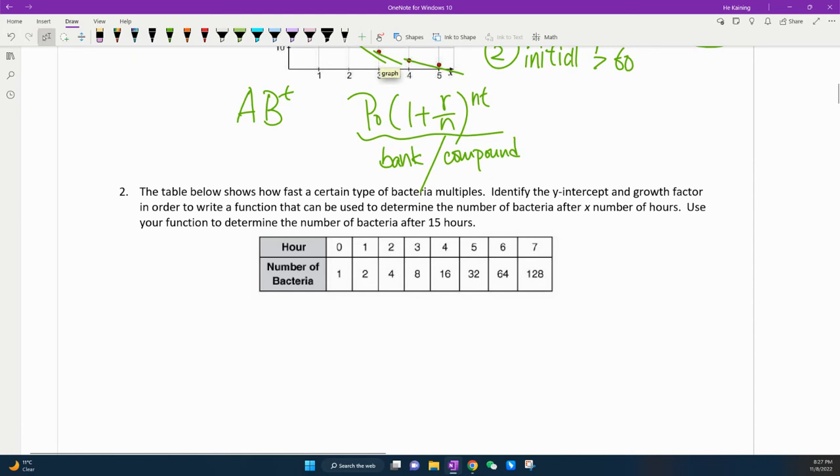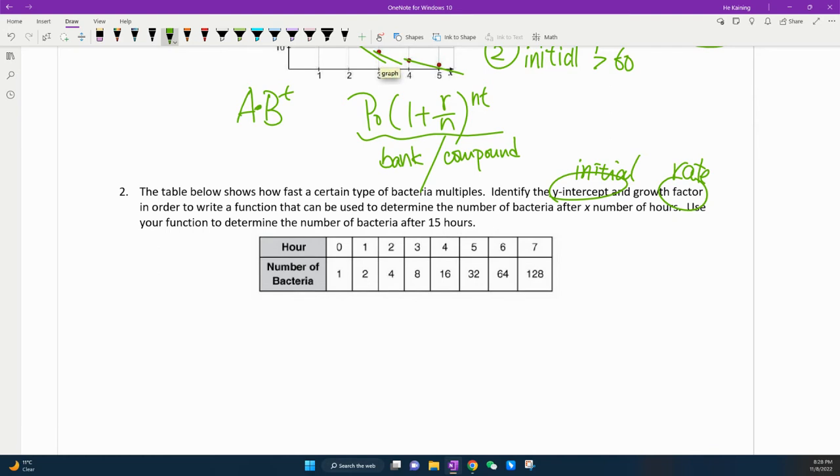Now in here, we have a table that shows how fast a certain type of bacteria multiplies. Again, if it's talking about bacteria growth, we might be thinking about our normal growth rate. But let's finish reading the whole thing first. So in here, identify the y-intercept. That means most likely our y-intercept is going to be our initial, and the growth factor, which is our rate. So we have two things, initial and our rate.